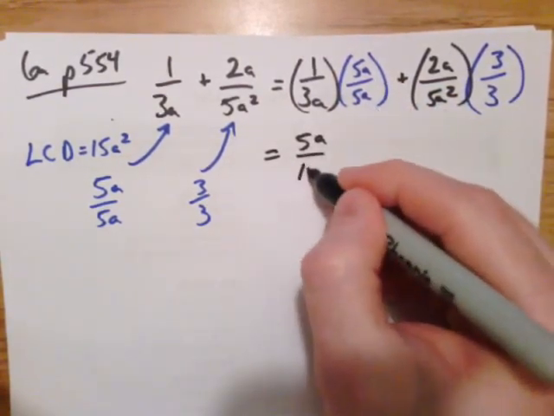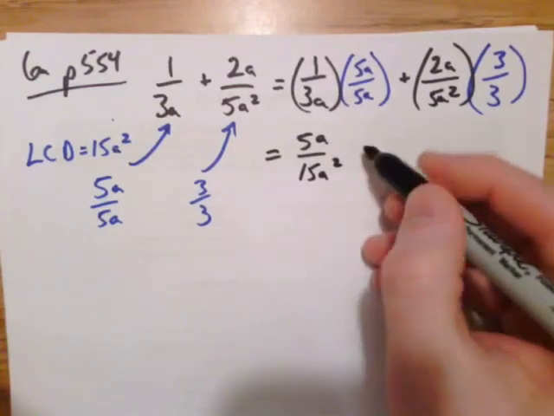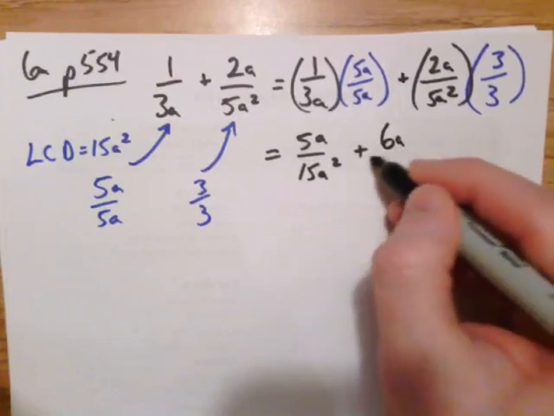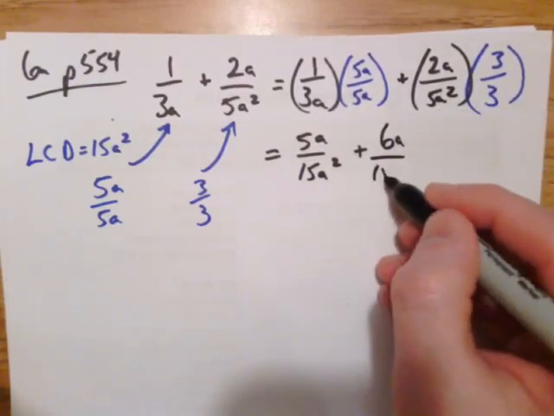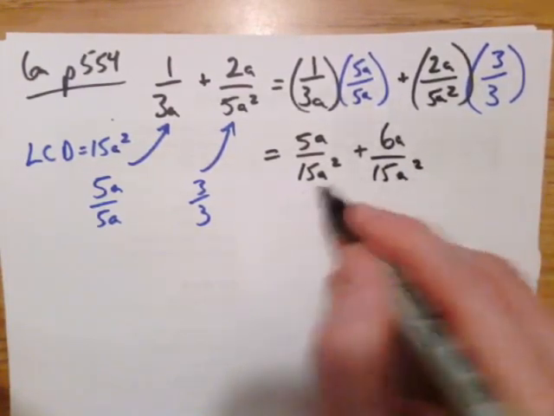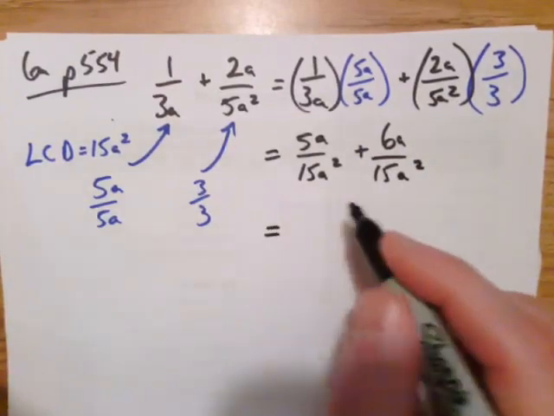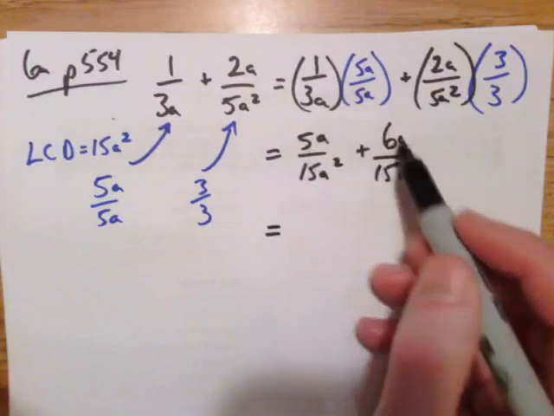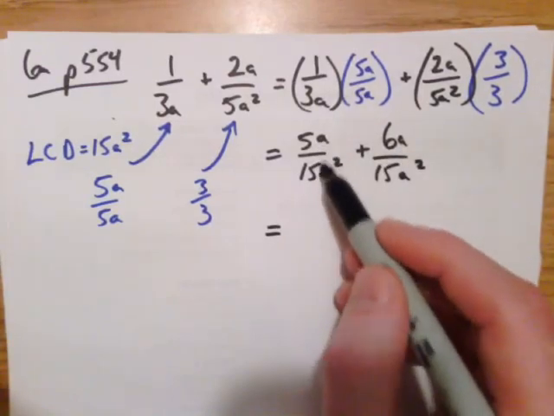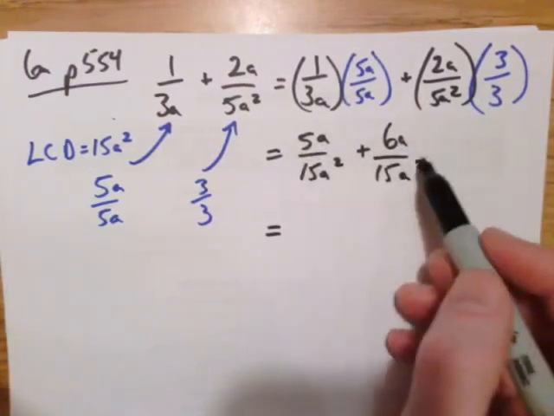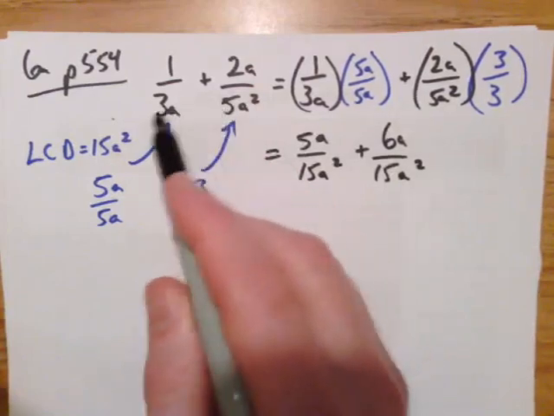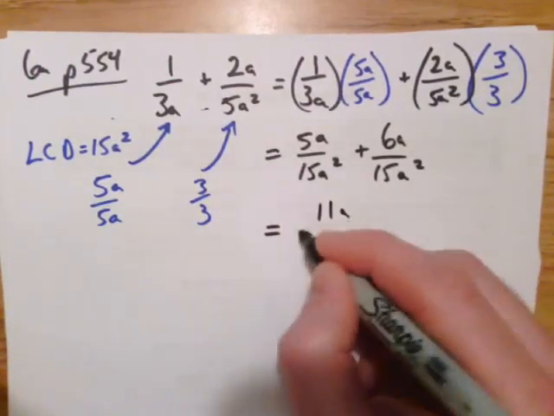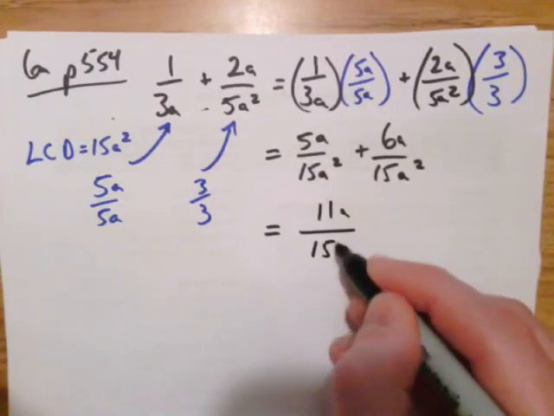Okay, so 1 times 5a is 5a. 3a times 5a is 15a squared. Plus 2a times 3 is 6a, all over 15a squared. So we have our common denominator. We can combine these now. By the way, if you're looking at this going, well, why don't I just cancel these? Why don't I just simplify first? Well, that'll just take us back to this. Okay, so 5a plus 6a, that's 11a over 15a squared.